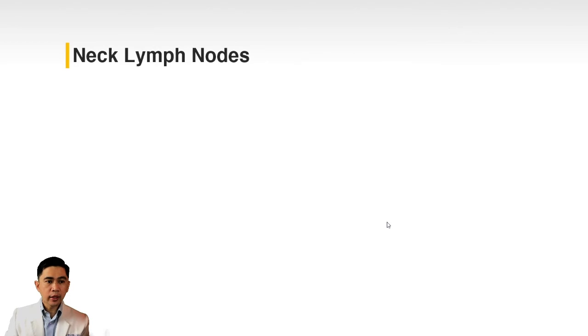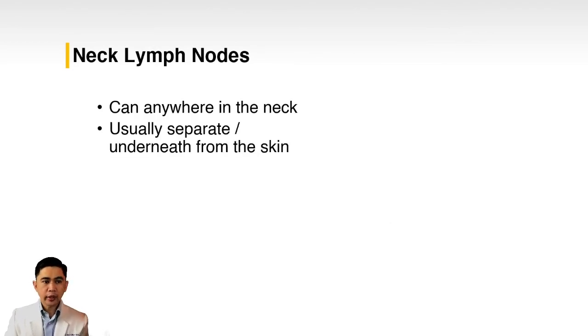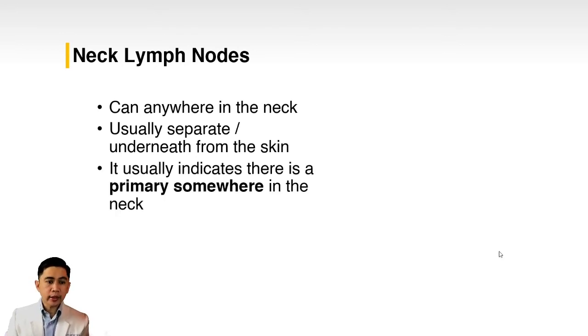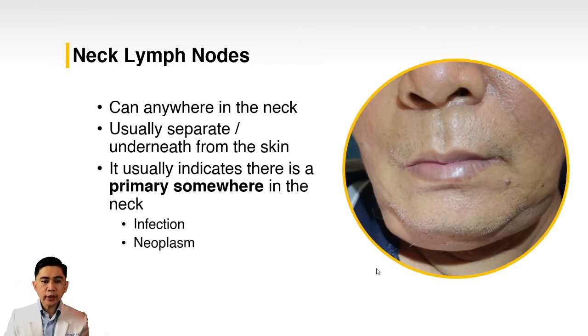Next are neck lymph nodes. Neck lymph nodes can be anywhere in the neck. It is usually separate or underneath the skin compared to subcutaneous masses. It usually indicates that there is a primary somewhere in the neck, because neck lymph nodes are usually offshoots of an infection or a neoplasm in the neck. So in this example, we have here lymph nodes. These neck lymph nodes are not disease by itself. These are just offshoots of a primary somewhere in the head and neck.